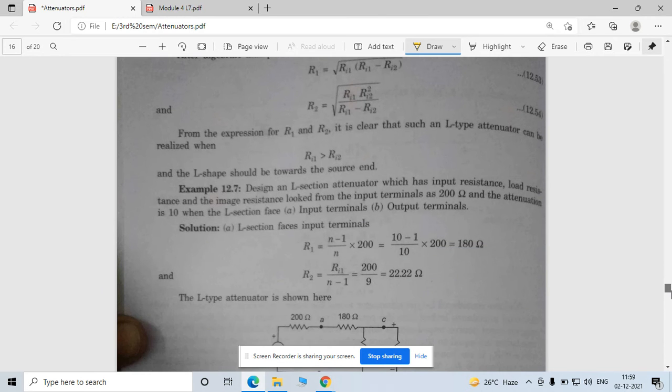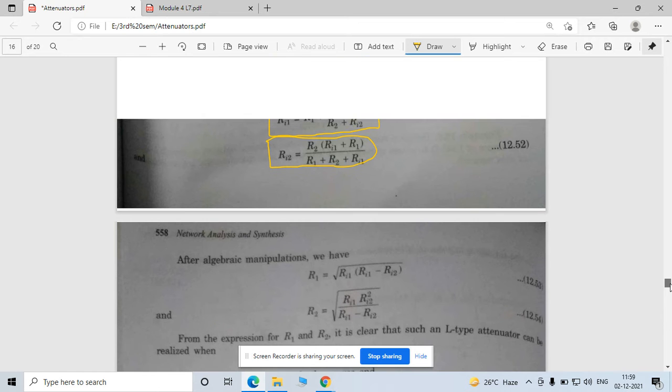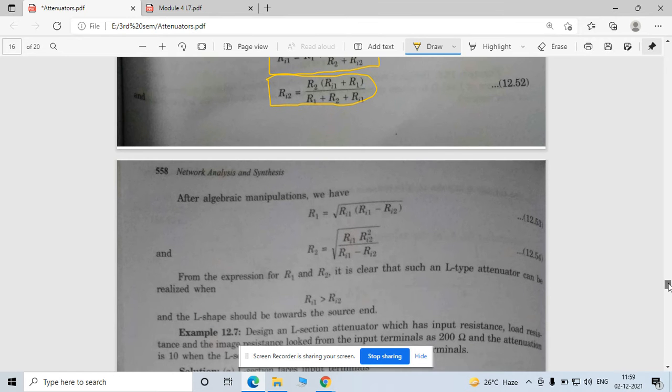Now, yes, if you observe, when you solve the circuit in terms of R1 and R2, you will find your equation is nothing but here. Solve this circuit. This is your homework. Derive this circuit and try to solve and obtain these two equations.